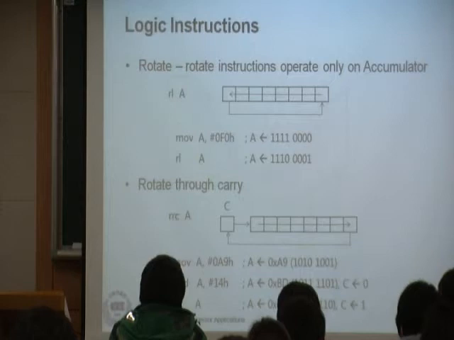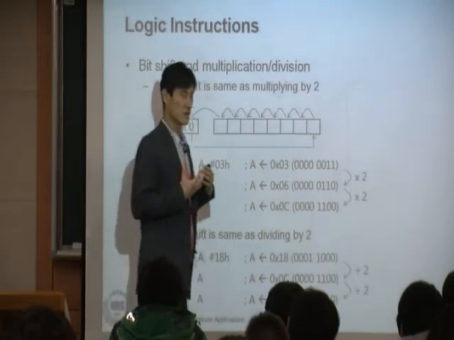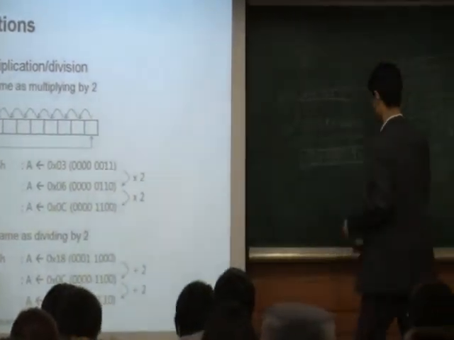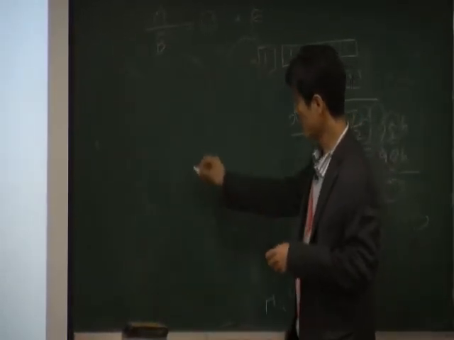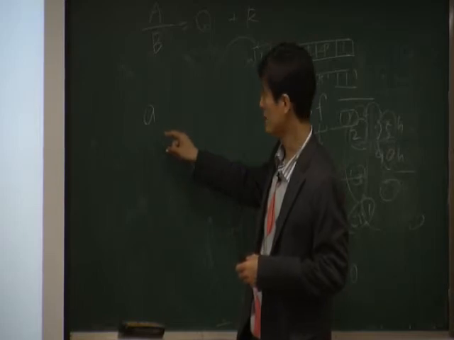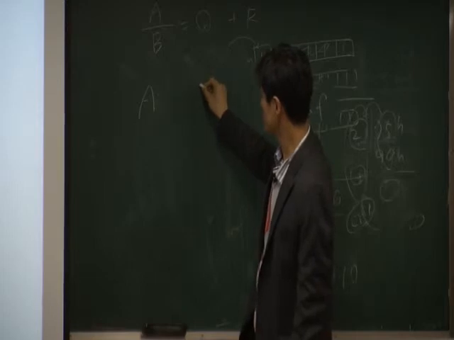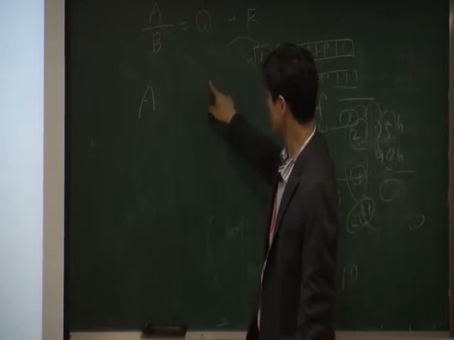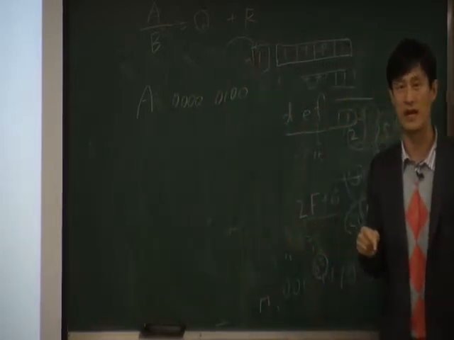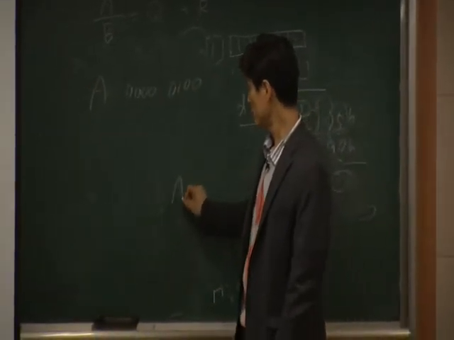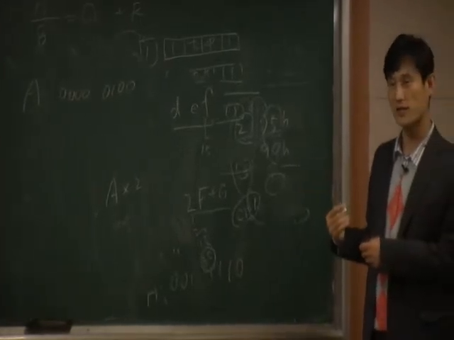In fact, this is very useful. For example, let's say what I want is to do multiplication. Here is an example. Let's say I have a value in accumulator. Let's say I have a value 4. So 4 is 0, 0, 0, 0, 0, 1, 0, 0. So this is my value in A. And what I want to do is A times 2.